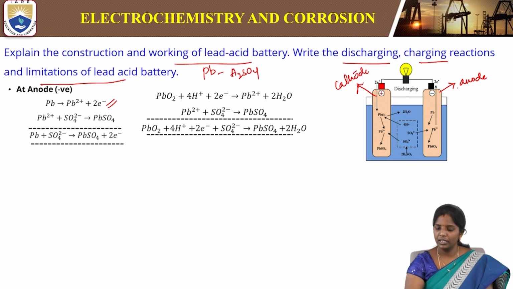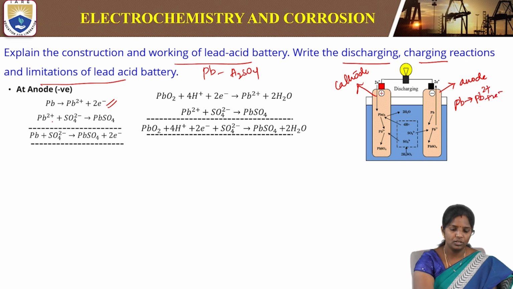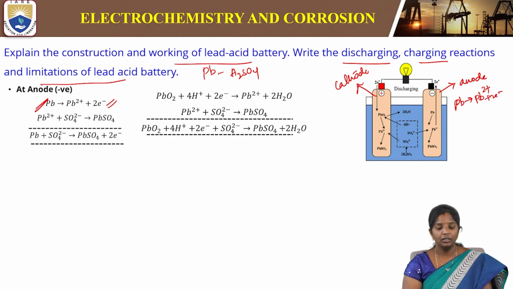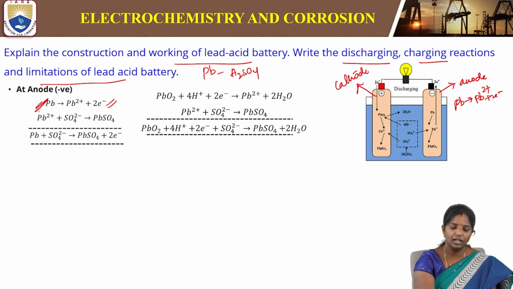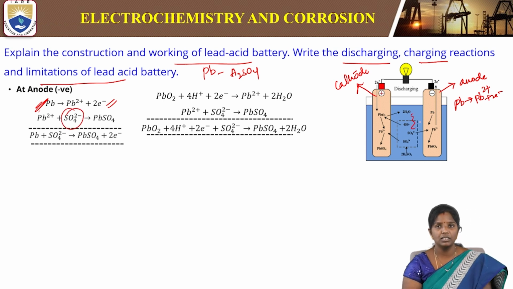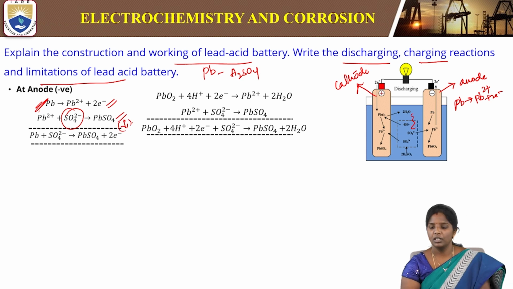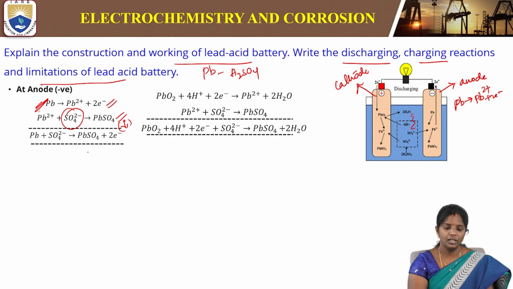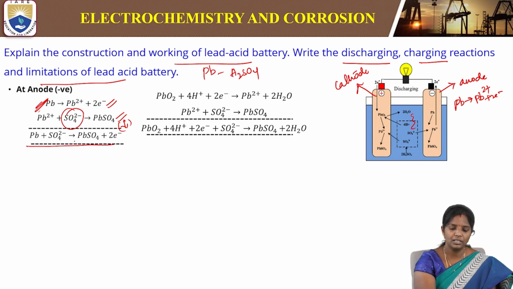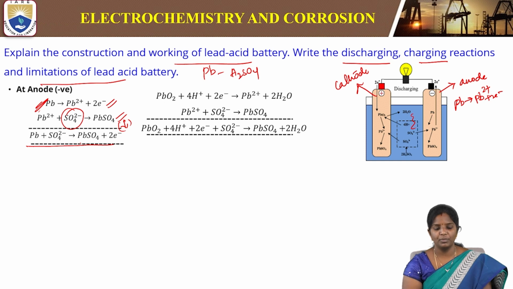So at anode, what happens? Oxidation takes place. So this will give rise to Pb2 plus and 2 electrons. Same thing is given here. So the lead rod, or the plate that is present, will give off lead 2 plus ions and 2 electrons. And the sulfate ions are coming from the electrolyte that is present here due to the sulfuric acid. So these 2 plus ions will accept the sulfate ions and form lead sulfate, a precipitate. So that will deposit on the electrodes. So this is the overall reaction: lead plus sulfate gives rise to lead sulfate plus 2 electrons.